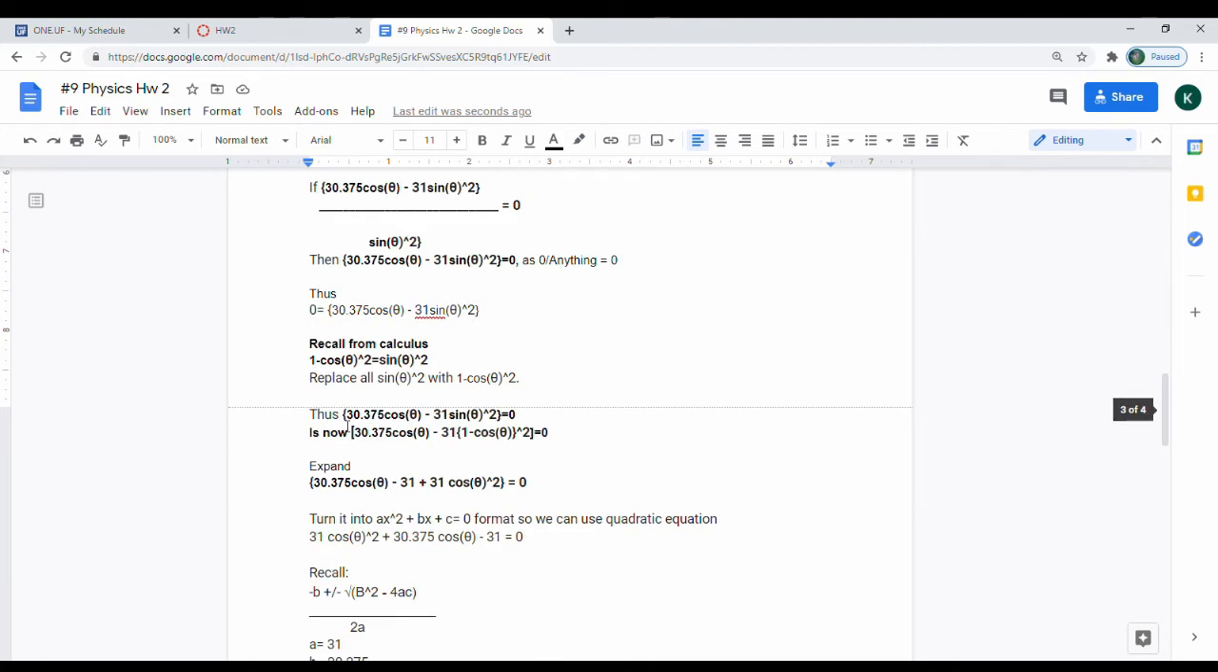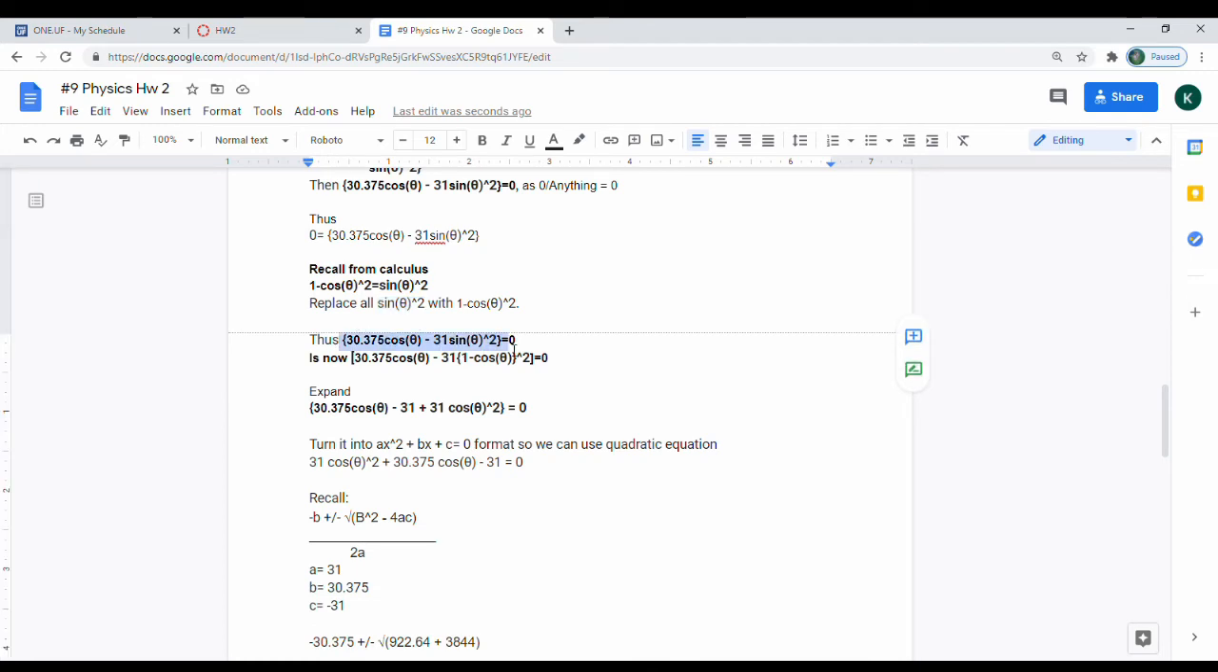So now we have to remember from calculus that 1 minus cosine theta squared equals sine theta squared. This is the only thing explicitly from calculus you actually need to remember. So in this equation up here, replace every sine theta squared with 1 minus cosine theta squared. Why we're doing this? So we have all cosine thetas. So then this equation, once we replace the sine theta squares, turns into minus 31 times 1 minus cosine theta squared. This just got turned into that, equals 0.